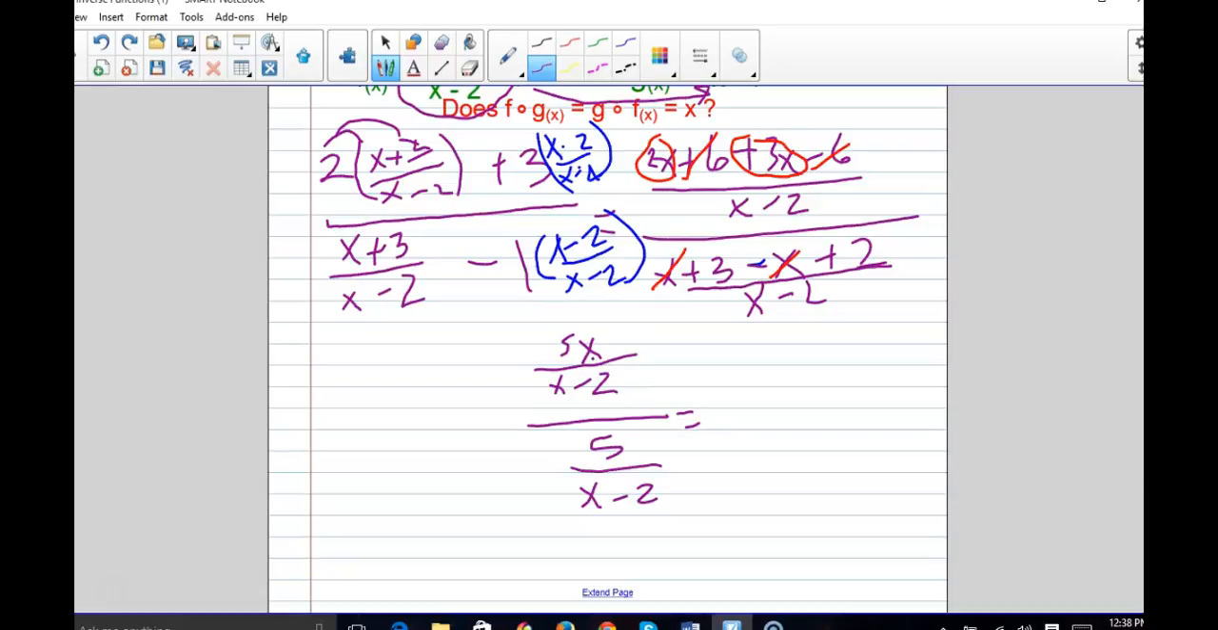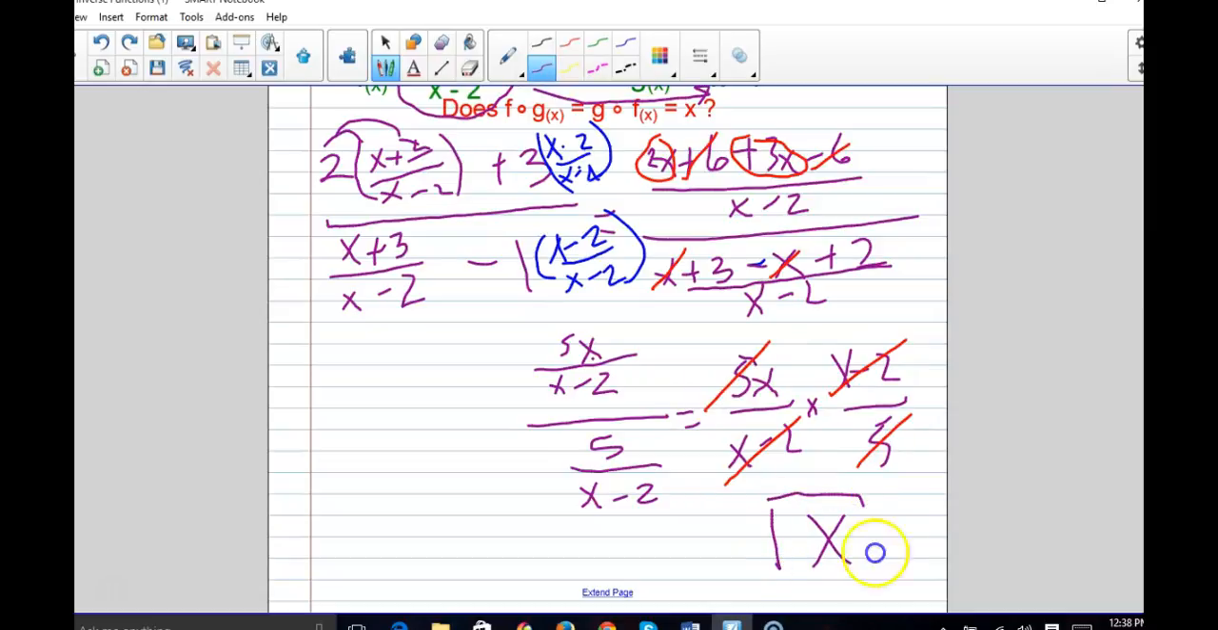Division is multiplication. Division with fractions is multiplication. So we'll say 5x over x minus 2 times x minus 2 over 5. And it looks like the same game. Binomial x minus 2 in the numerator cancels the binomial in the denominator. The 5 in the denominator cancels the 5 in the numerator. And all that's left standing is x over 1. So g composed with f also produced x.